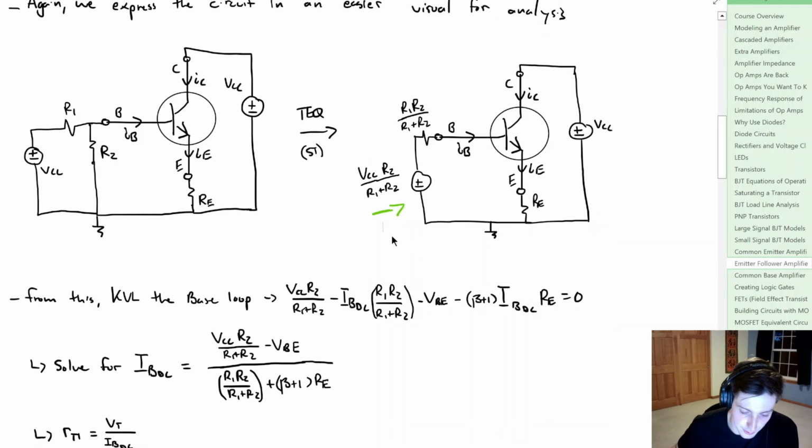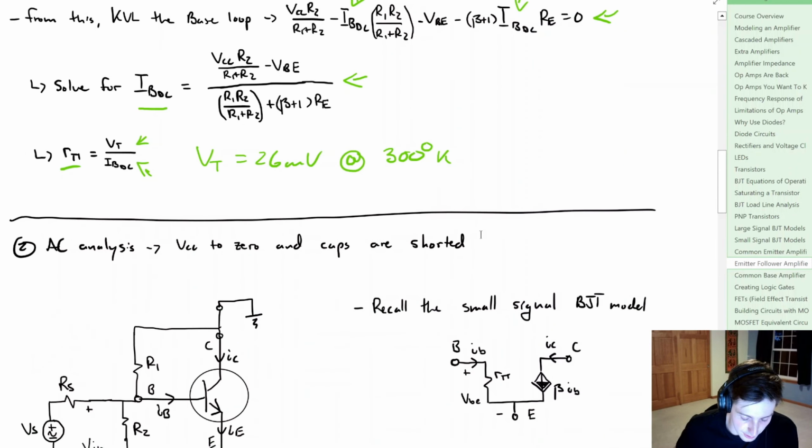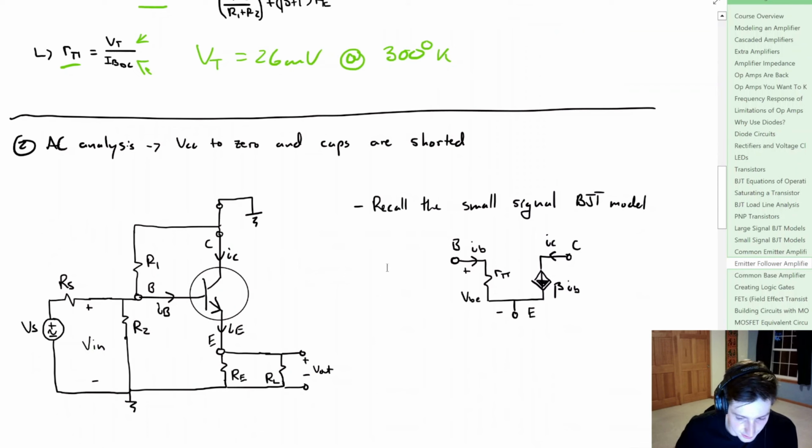And from this, again, we can take a KVL around the base loop, get a real nasty looking equation that looks like this, but it's okay because all of these values should be known aside from that DC base current. But we can find that DC base current just by some simple algebra. Now once we know that DC base current, we can find R pi, simply equal to the thermal voltage divided by that DC base current. So let's say that we know what R pi is, we can start to do our AC analysis.